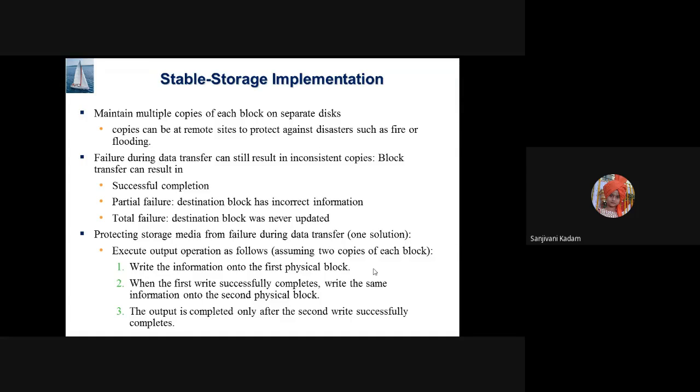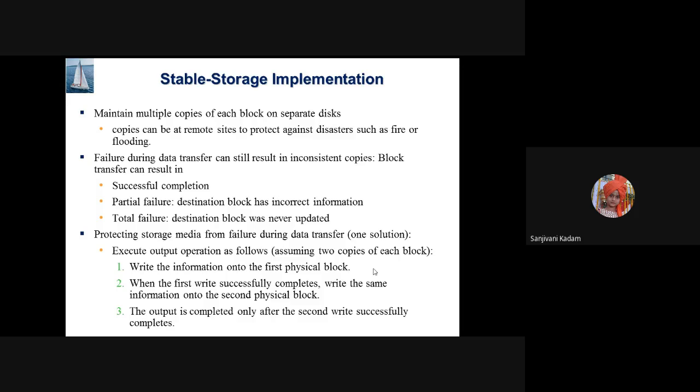And the third is total failure. Total failure means that if there are 10 modifications done on the first copy, then all of those 10 modifications may not be updated on the second. In case of partial, out of 10, maybe 5 modifications are done and 5 are remaining. But in case of total failure, none of the modifications has been done on the second copy. So these can be the three possibilities whenever we are dealing with the stable storage implementation and data transfer.